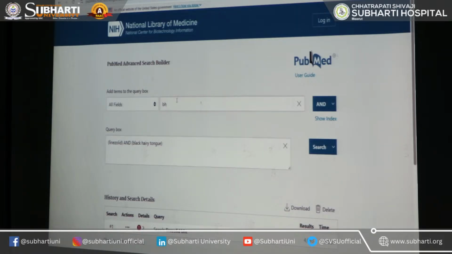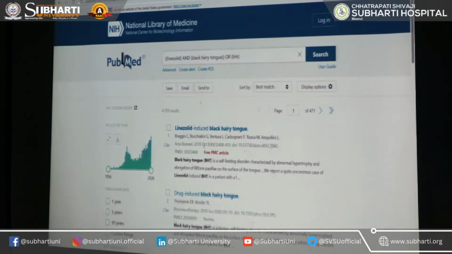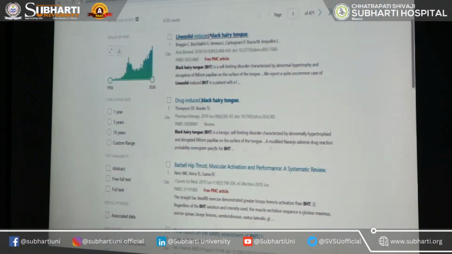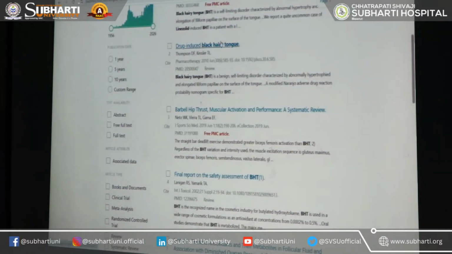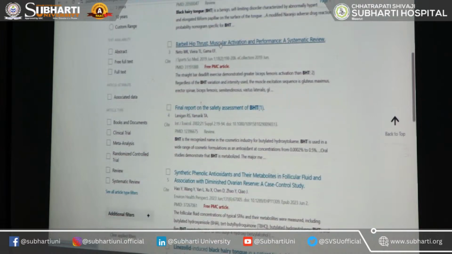BHT is a common word used for black hairy tongue. So I'll use OR here, right? Now, if you can see, OR has been added here. If you give that a search, the results will be more defined. See, the first title is linezolid-induced black hairy tongue. Next is drug-induced black hairy tongue, which will have linezolid included in the text also. So your first few results will be stratified better if you're using a better search strategy.